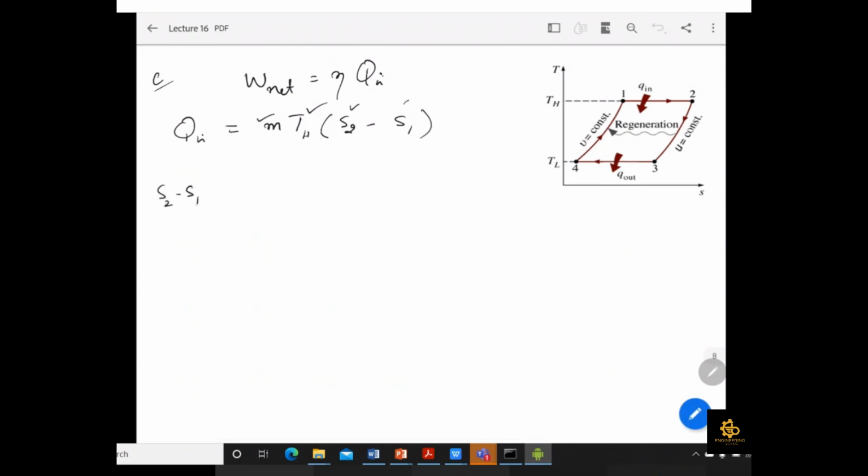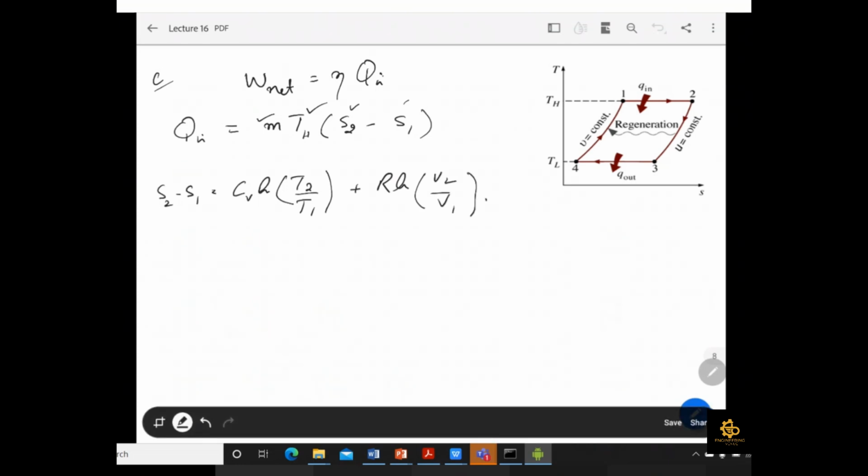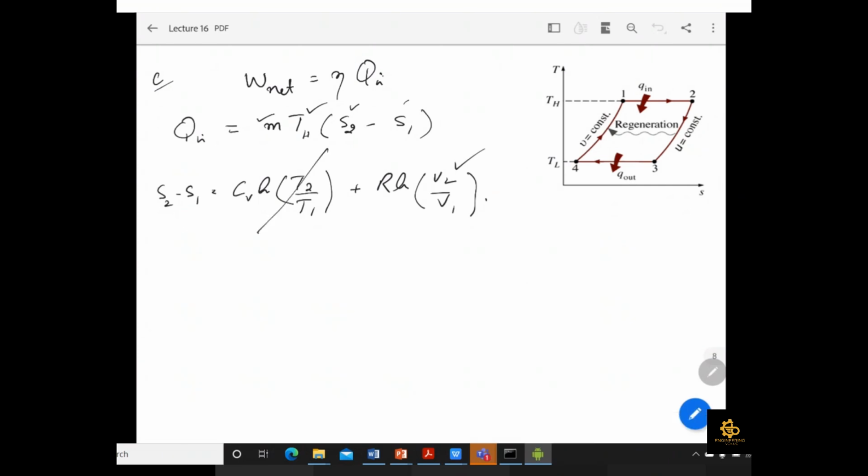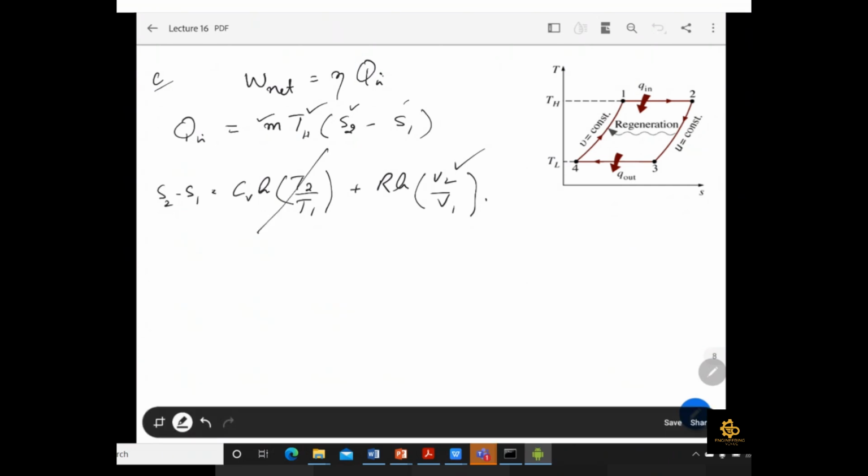S2 minus S1 we can easily say is equal to Cv log of T2 over T1 plus R log of V2 over V1, which is equation 7.31 from chapter 7. The issue is that we also don't know the value of V2 over V1. The T2 over T1 term can easily be eliminated for the isothermal process. So how do we find V2 over V1 first?